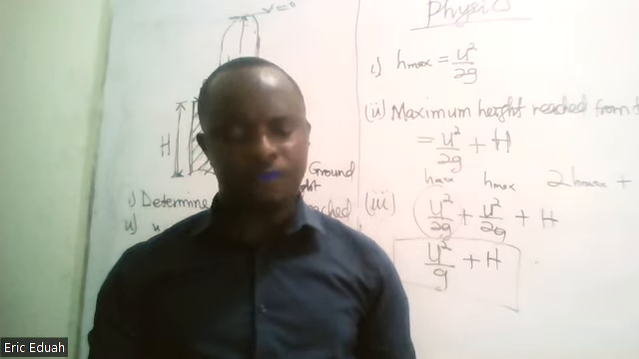C, when will it return to the ground? And D, with what velocity will it return to the ground? Take g to be equal to 10 meters per second squared.